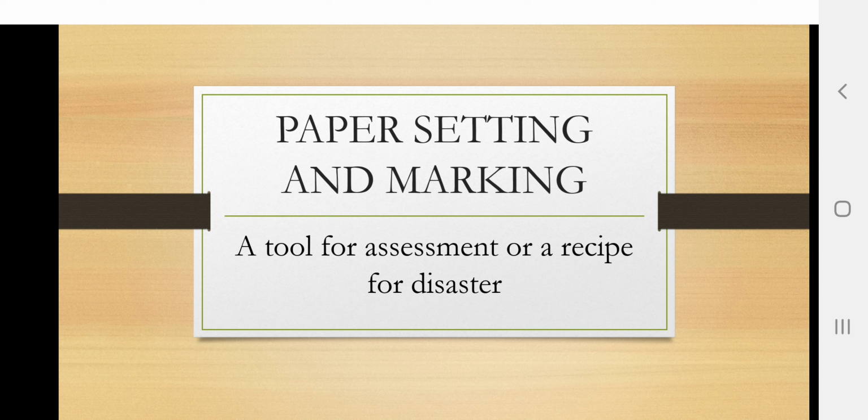And if you read this, a tool for assessment or a recipe for disaster, yes, it can become a recipe for disaster if the papers are not made carefully, if the papers do not reflect what the students have studied throughout the year, and if the marking is not fair and not clear enough, it will never reflect the students' achievement and their performance. So, it is extremely important that we know how to set papers and how to mark them.